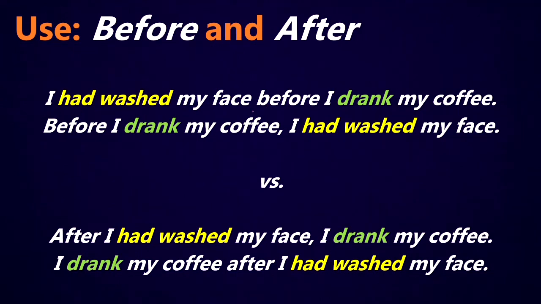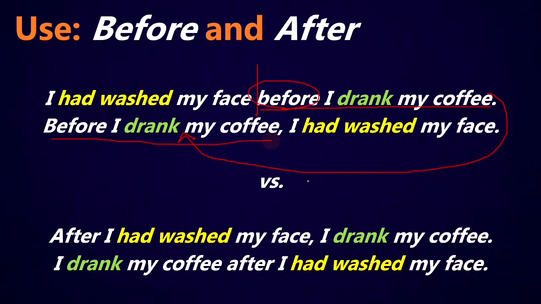I had washed my face before I drank my coffee. So there's that word before. So I can divide the sentence right there. Clause 1, clause 2. And then I can switch and put this part, before I drank my coffee, and I can move it to the beginning of the sentence. So before I drank my coffee, they're the exact same. All I did was I moved it to the beginning of the sentence. So before I drank my coffee, I had washed my face. So these two sentences are exactly the same, except that we moved the second clause to the beginning of the sentence.